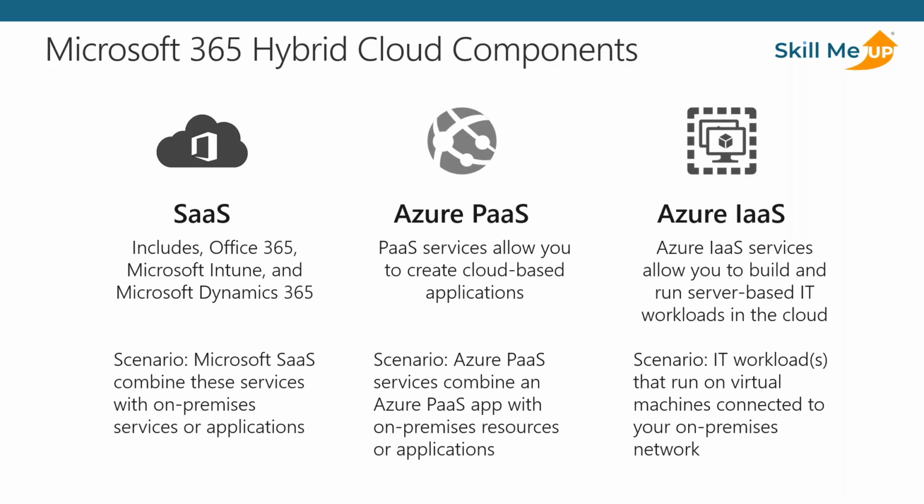The next 2, you're not going to get questioned on too much, but they are important to understand, which is Azure Platform as a Service, or PaaS. This is about creating cloud-based applications. So, for example, you want to combine PaaS services or an application that you've built within the Azure architecture with on-premises resources or applications. And then you have Azure IaaS, or Infrastructure as a Service. This is the most common utilization of the cloud, which is really around virtual machines that are connected to your on-premises network.